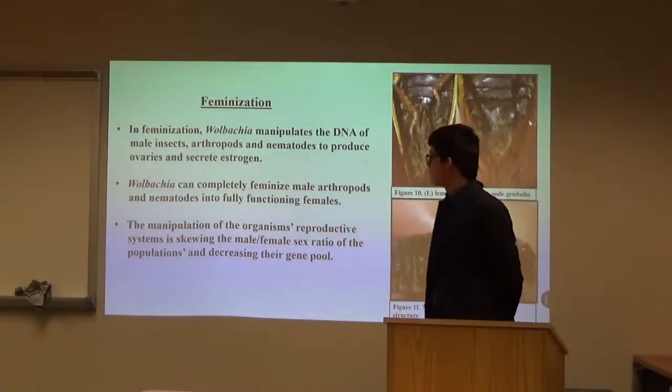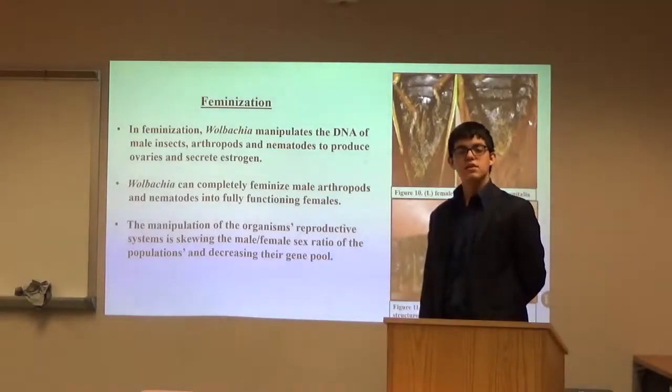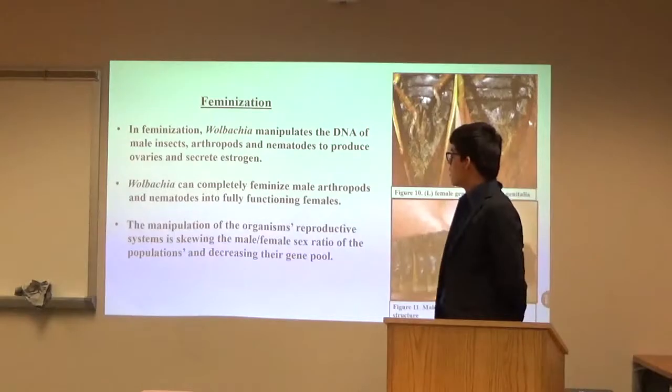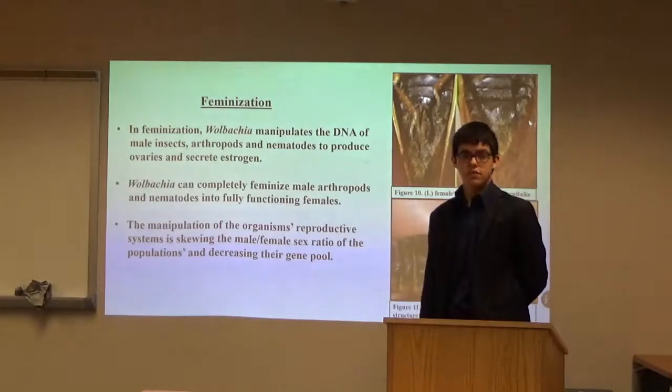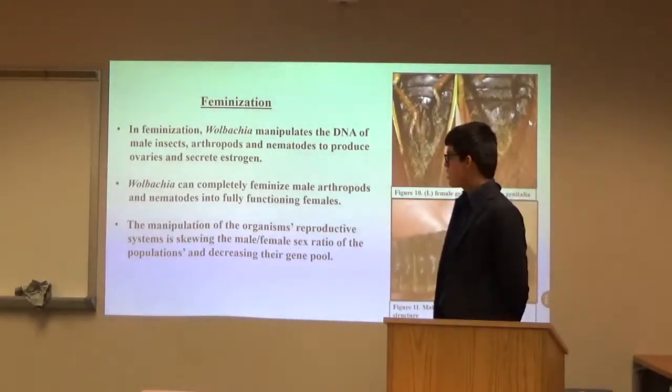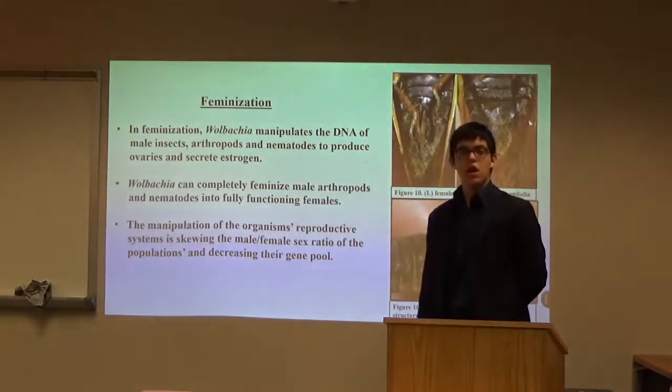Feminization. In feminization, Wolbachia manipulates the DNA of male insects, arthropods, and nematodes, influencing the cells to produce ovaries and secrete estrogen. Additionally, Wolbachia can completely feminize male arthropods and nematodes into fully functioning females. Subsequently, the manipulation of the organism's reproductive systems is skewing the male-female sex ratio of the populations and decreasing their gene pool.